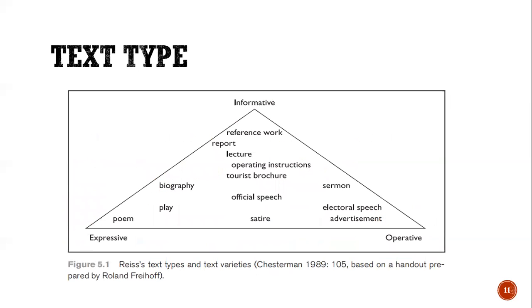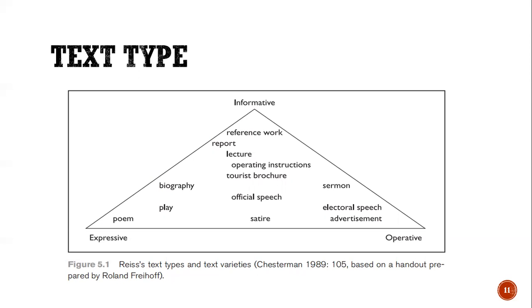Now here is the text type, as you can see, that is informative. This is a pyramid, so you can say this triangle. At the top, we have informative, on the left angle we have expressive, and on the right angle we have operative. In the informative, we have referential, report, lecture, operative instructions, tourist brochure, because these provide us with information. In the expressive, we have biography, play, poem. In the operative section, we have sermon, electoral speech, advertisement. These are the operative texts. Do you get it, dear students? Yes, sir. Clear, sir. Excellent. Okay.